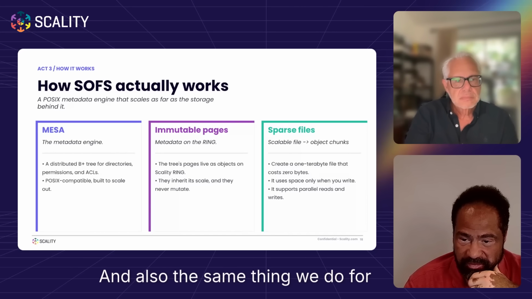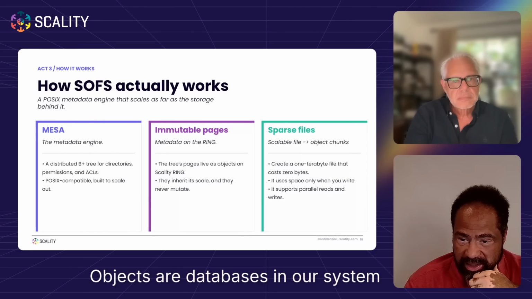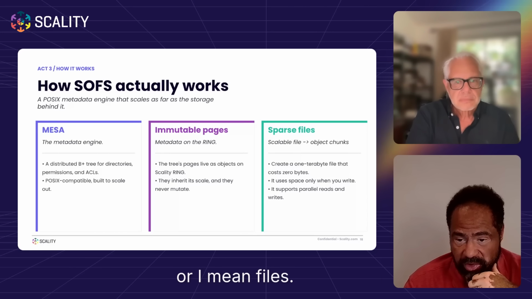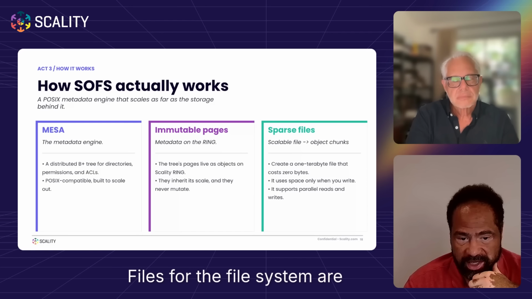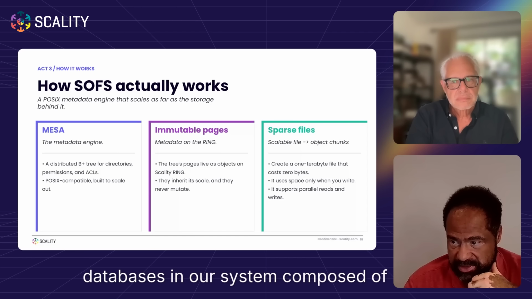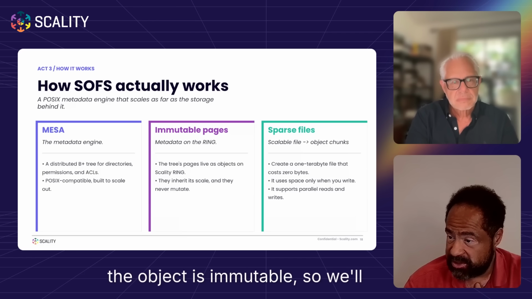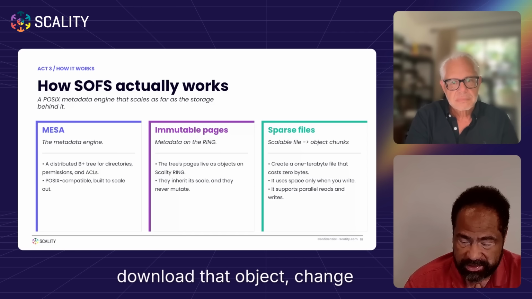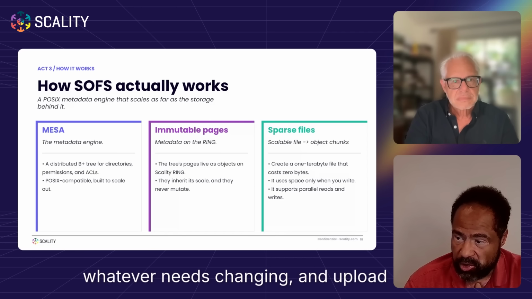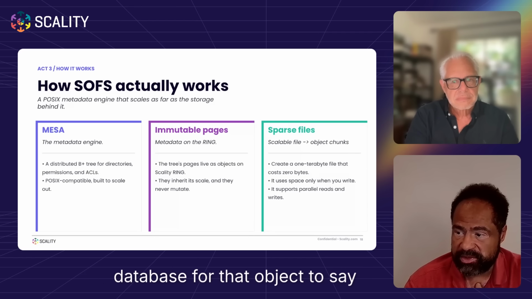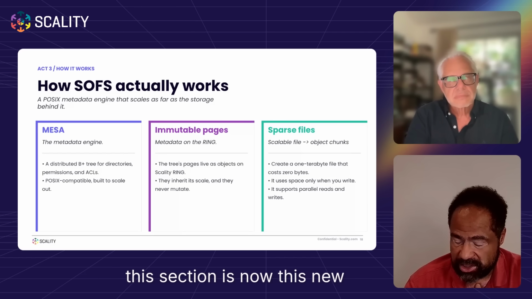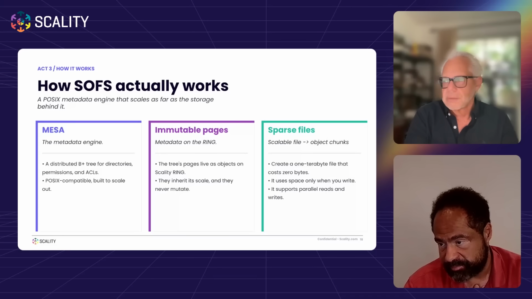And also the same thing we do for object. Objects are databases in our system, or I mean files. Files for the file system are databases in our system composed of objects. And if you change the middle of a file, from the database, we know which object this was, and the object is immutable. So we'll download that object, change whatever needs changing, and upload a new object, and then update the database for that object to say this section is now this new object. Got it. Okay.